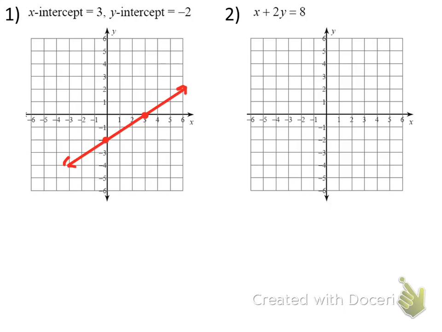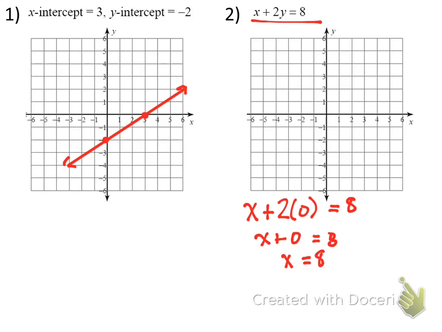Number 2. Now, number 2, does it give me my x and y intercepts? No, it just gives me this equation in standard form. So, if you get any equation, all you have to do is, step 1 is you set y equal to 0. So you take your equation, you go x plus 2. Instead of y, I'm going to put 0 in for y. And I'm going to solve for x. Okay? So, 2 times 0 is 0. X plus 0 equals 8. So, x is equal to 8.